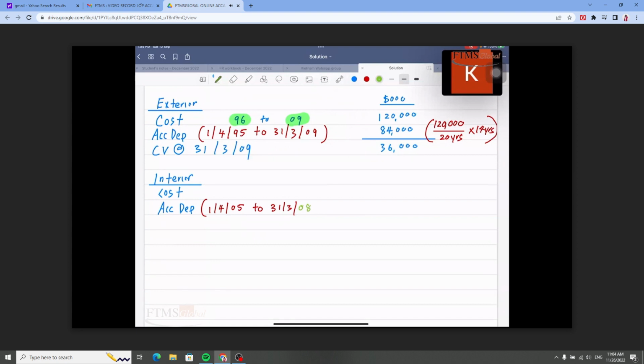Opening balance. Okay, so I repeat one more time. Why do we want to find the opening balance? Because the happening day is in the middle of the accounting period. That's why I need to find the opening balance. Okay, right. So fill that up. Cost of the interior is 25,000. Okay, so 25,000 here.